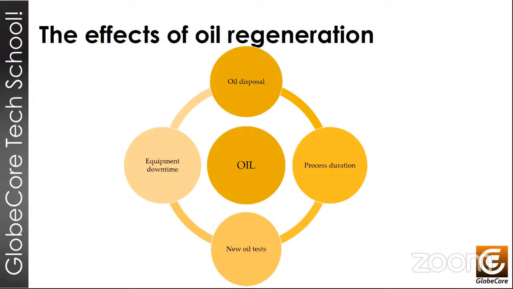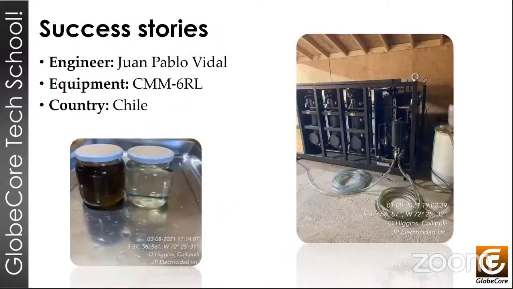And now let's take a look at some of the actual practical examples of how this process is run. Next slide, please. Right, so here you can see the results of operation of a regeneration machine, a CMM6RL unit that was used in Chile. The photo on the right here shows the unit itself, the plant. And the one below on the left shows the samples of transformer oil that was taken before and after regeneration. You can guess the before is to the left and after is to the right. So even in visual appearance, differences in the samples are absolutely clearly visible, right?